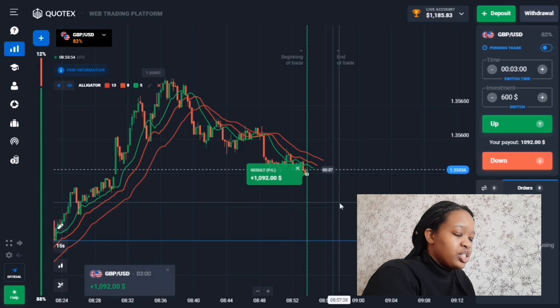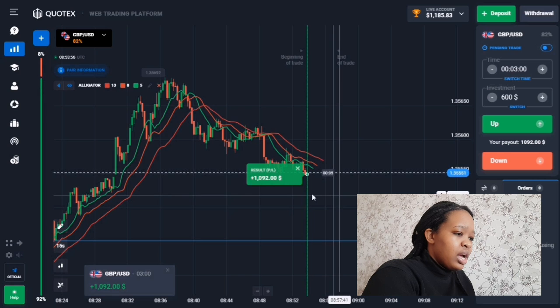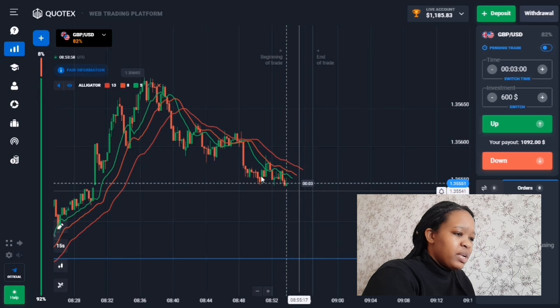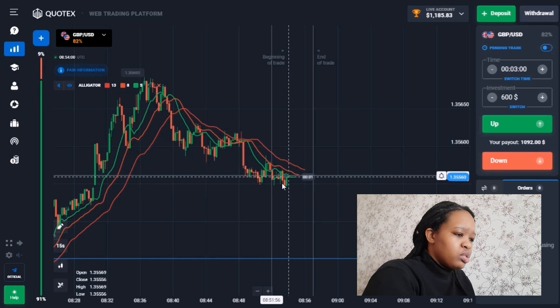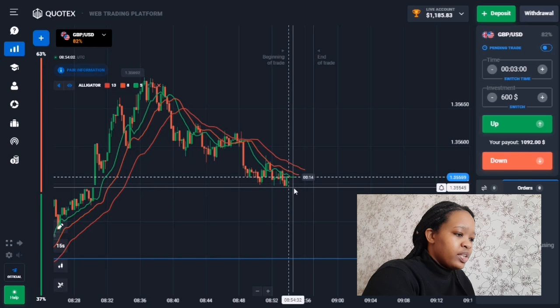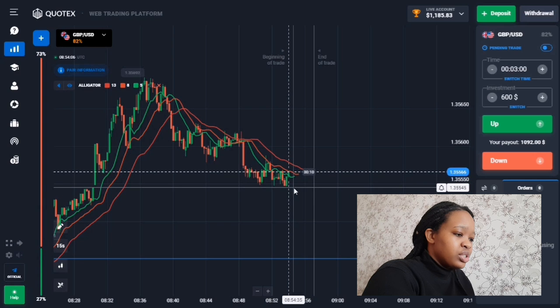Well, this situation is quite controversial. As you can see, there was a flat, but then downward movement continued and I still got my profits. So I think I should continue trading and find other situations.